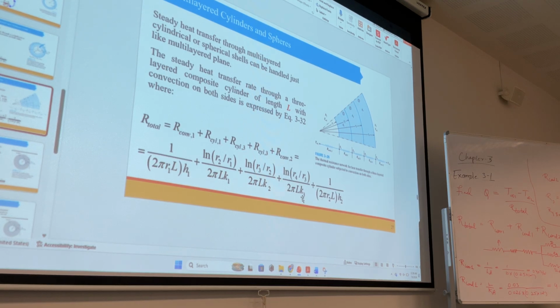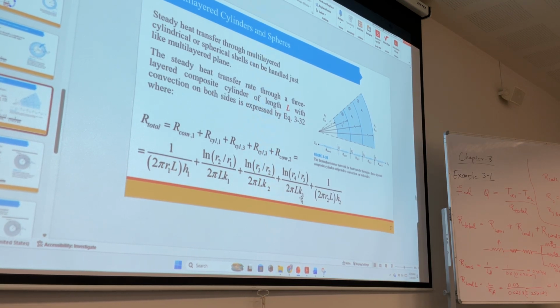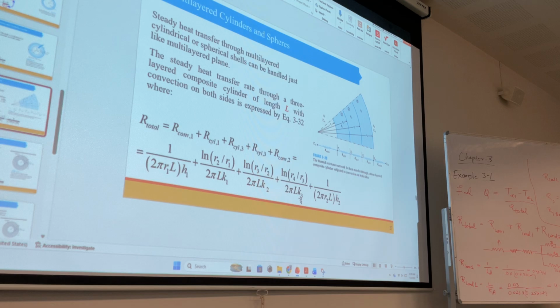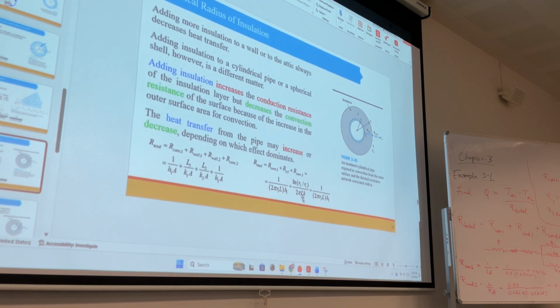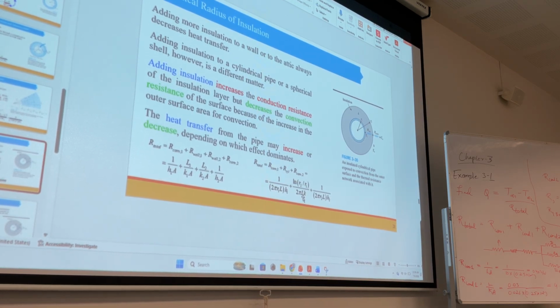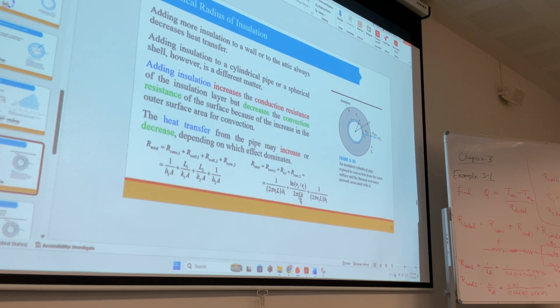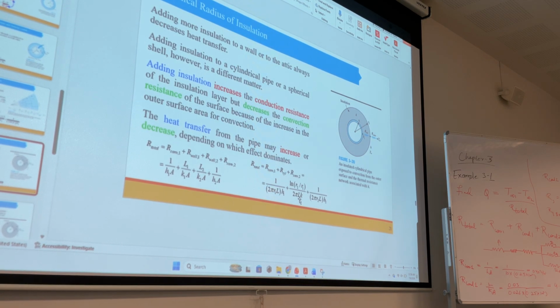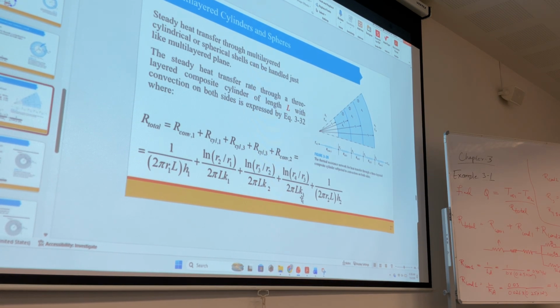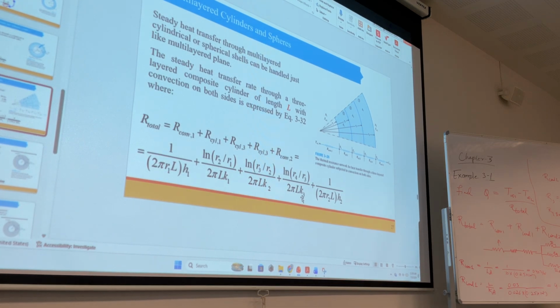Formulas you can write in your A4 paper that you are allowed to carry in your exam. Okay, so this concept is clear, right, for cylinders?